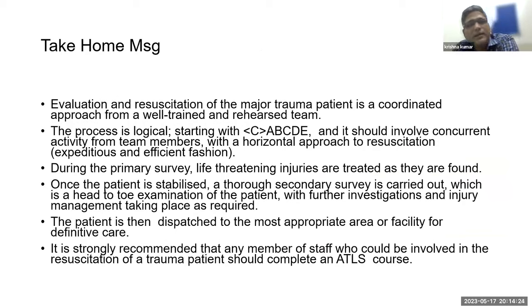Take-home message: evaluation and resuscitation of the major trauma patient is a coordinated approach. It needs a well-trained team, especially the team leader and the trauma team. And the process is a logical process. Start with ABCD, but you can move to C first if there is catastrophic hemorrhage. Do the primary survey, treat life-threatening injuries as they are found. Once the patient is stabilized, a thorough secondary survey needs to be carried out, a head-to-toe examination with further investigations and injury management. And the patient is to be dispatched to the appropriate area. If you don't have the facility to handle it, then the patient should be sent to a better trauma center. Thank you.